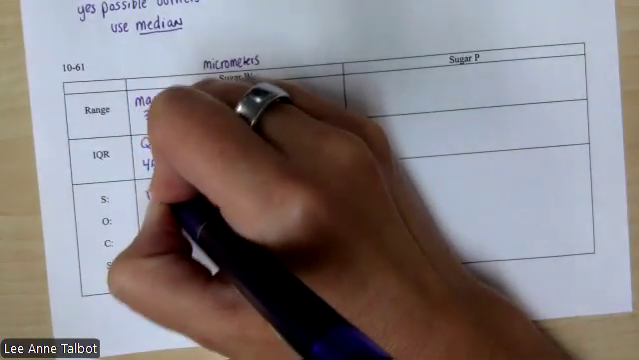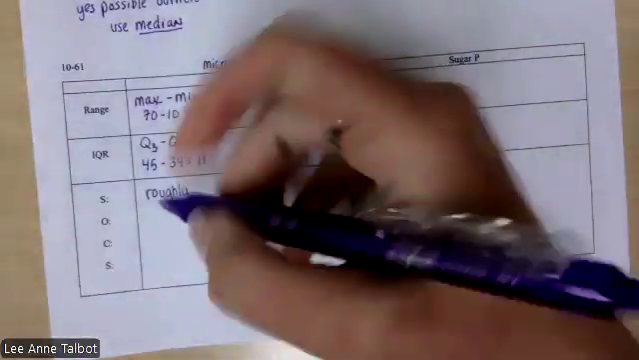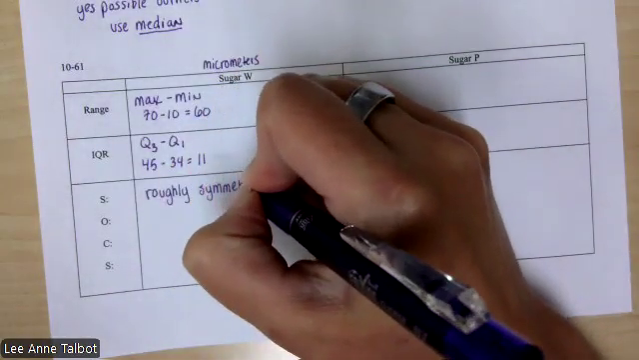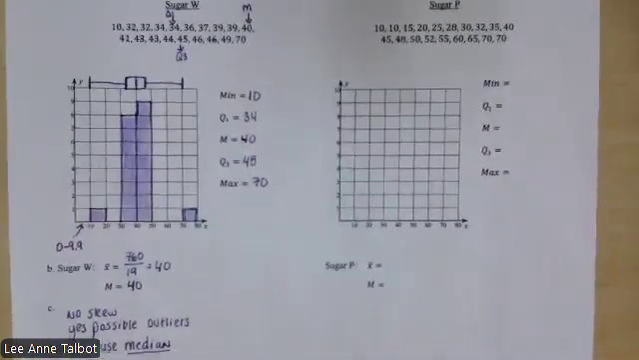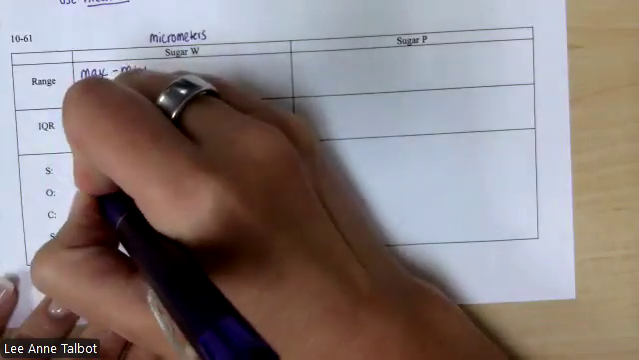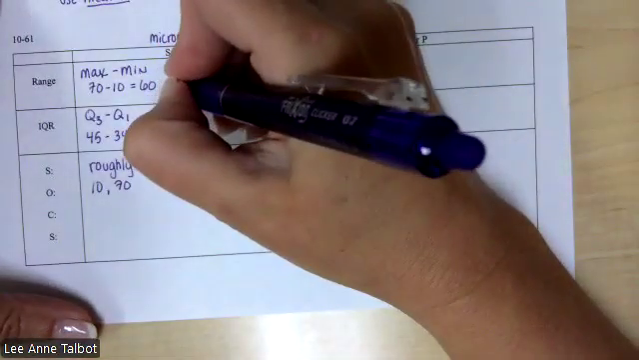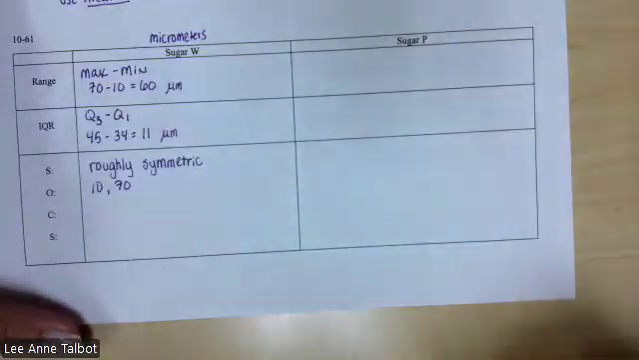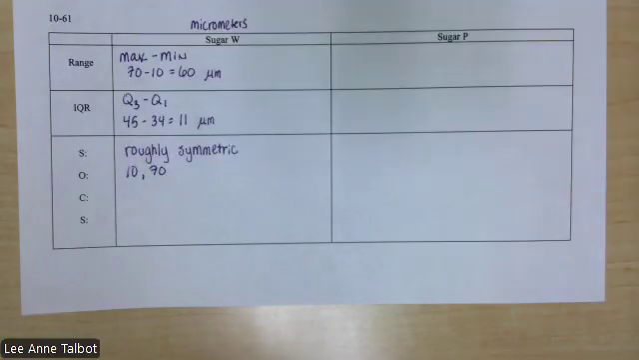Okay, anyway, when I have something that's symmetric, I like to say roughly symmetric because it's not perfect. Do you guys see possible outliers in this one? 10 and 70? Landon saves the day. That's the symbol for micrometer. That's a lowercase mu, the Greek letter.